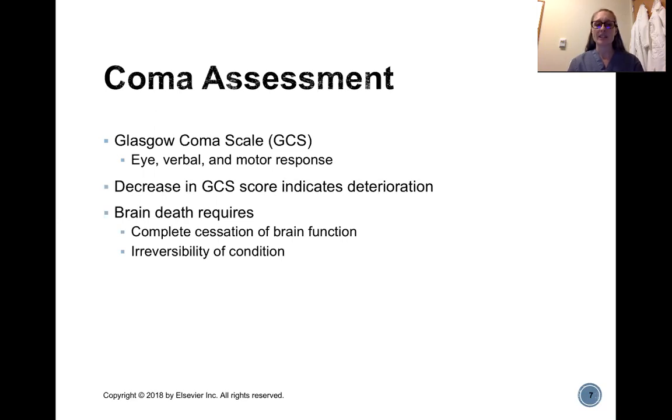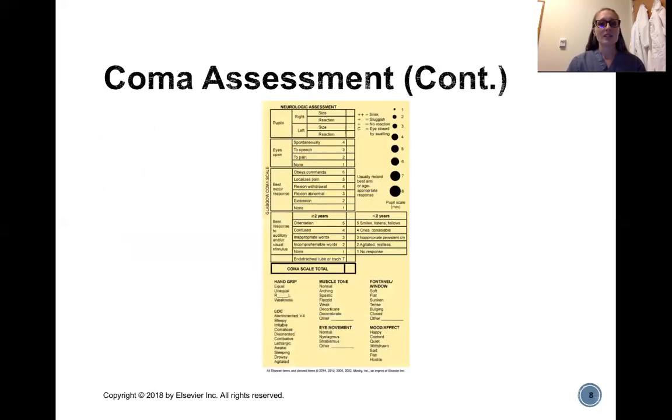When we're looking at brain death, we're looking at the complete cessation of brain function. And we're going to do this by looking at flow studies. So we don't only look at the electrical activity, but also the blood flow and the cerebrospinal fluid that's occurring in the brain. Brain death is irreversible. So this is how we're going to assess for that Glasgow Coma Scale. So again, take a look at this in your book and become familiar with it.